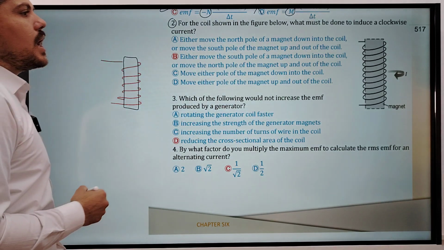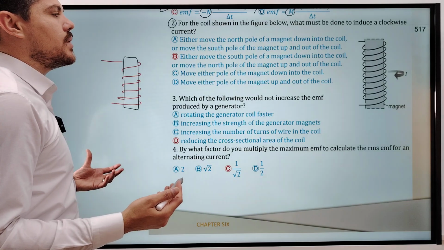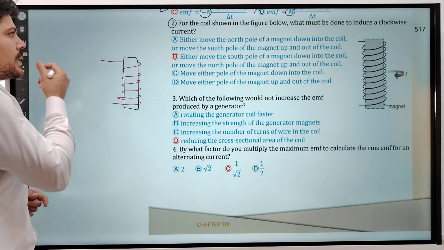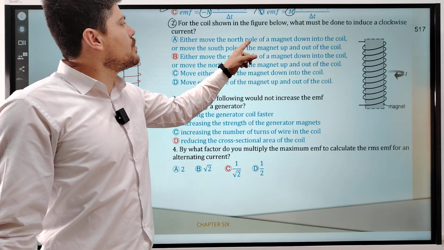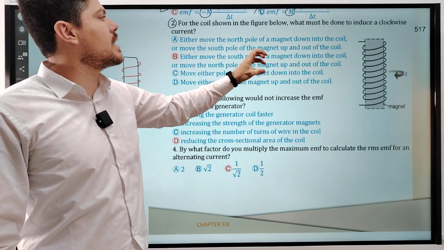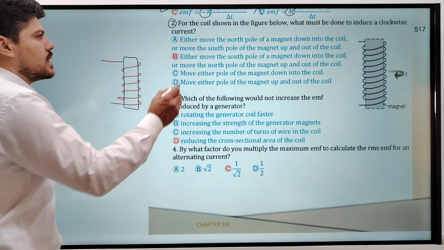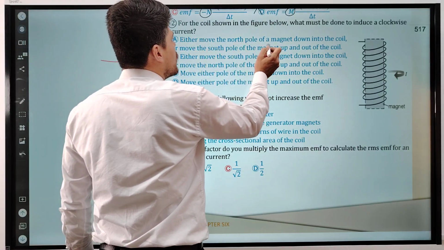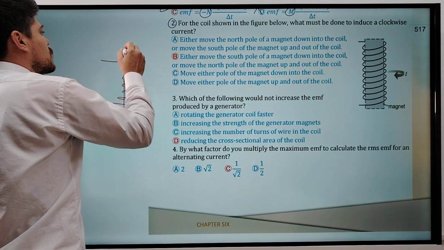Okay. How can we get the clockwise induced current in this figure? Either move the north pole of the magnet down into the coil, or move the south pole of the magnet up and out of the coil. Either what? Move the north pole of a magnet down into the coil.